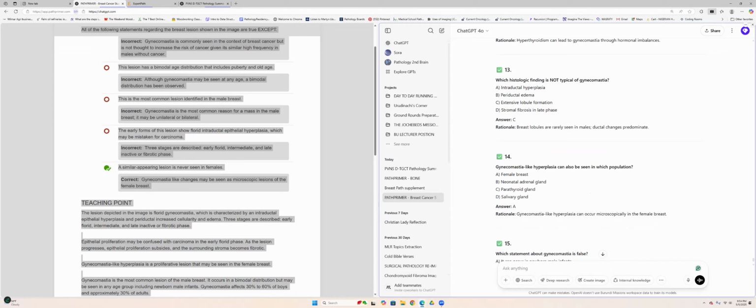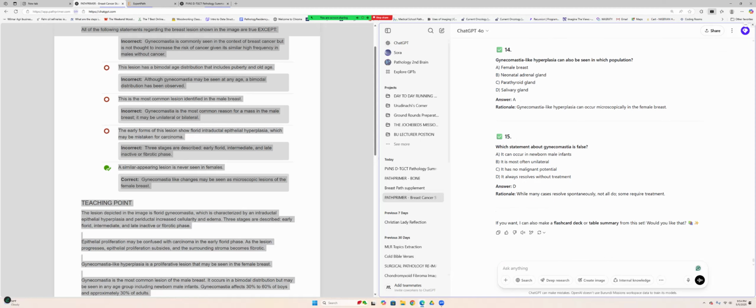I think the excessive lobule formation. Breast lobules are typically rare in males. Ductal changes are what you see. Gynecomastia-like hyperplasia can be seen in which population? It can also be seen in females.